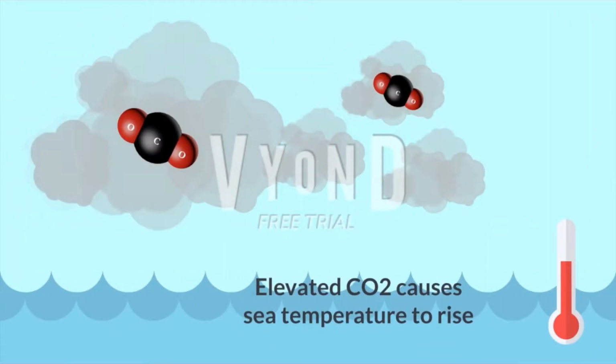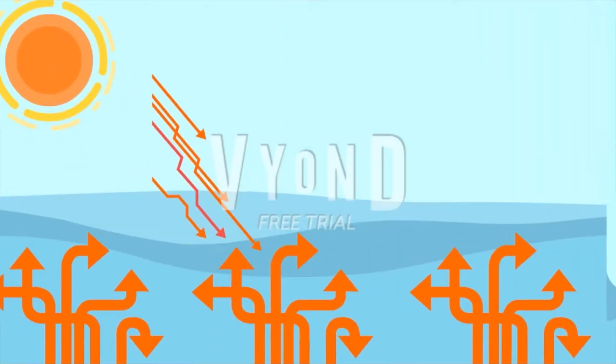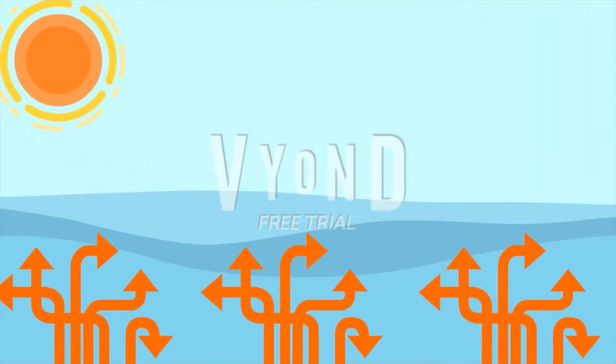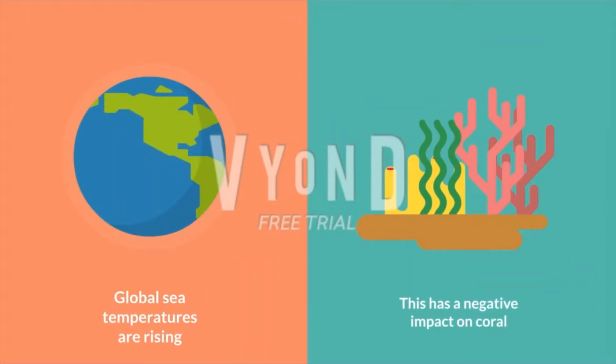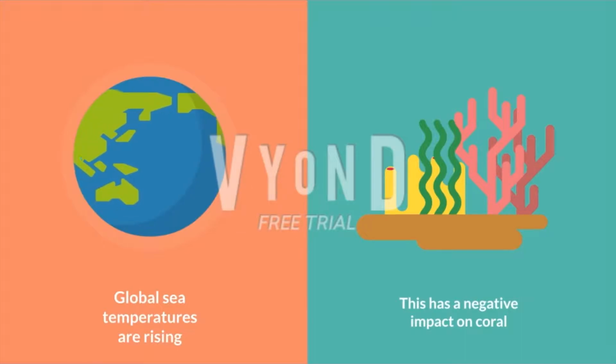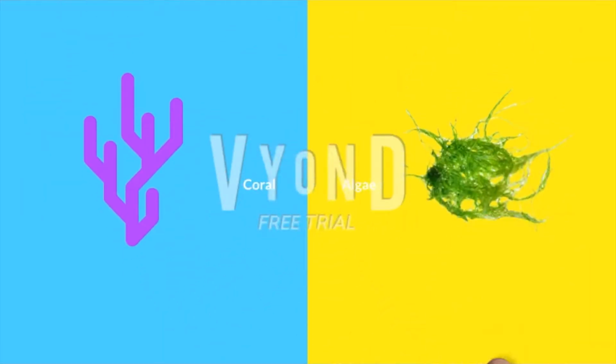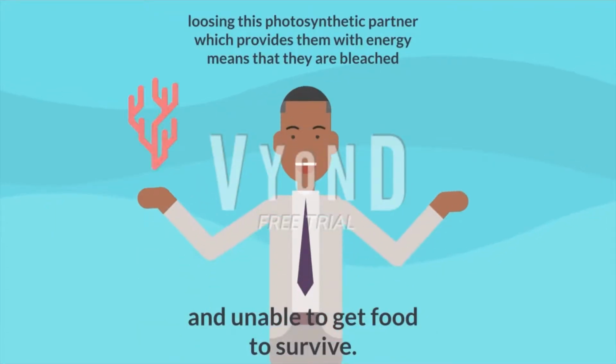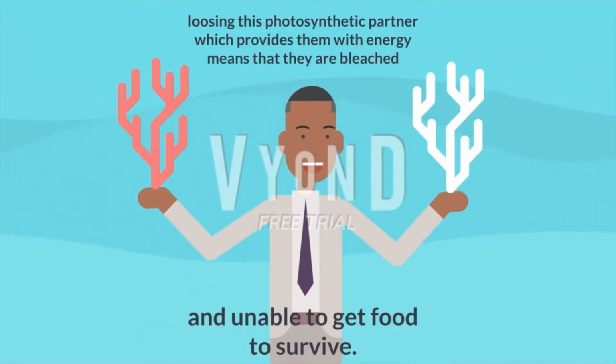Elevated levels of carbon dioxide also cause the sea temperatures to rise. Increased atmospheric CO2 causes climate change and results in heat from the sun being trapped. Global sea surface temperatures are increasing, which also has a negative impact on coral, as it threatens their endosymbiotic relationship with algae. When their threshold for higher temperatures is reached, corals lose their photosynthetic partner, which provides them with an energy source, which means that they are bleached and unable to get food to survive.